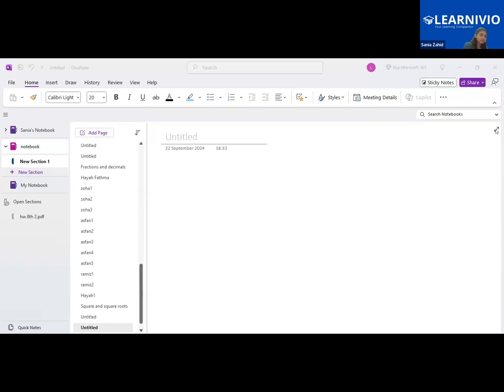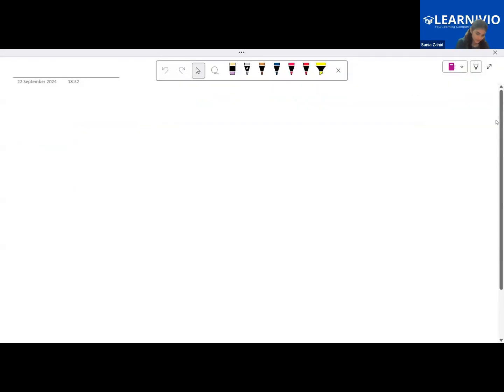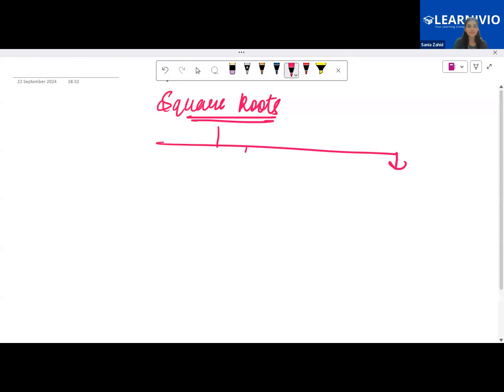So the first question, please note down. You have to find the square root, okay? Just tell me, what are the methods of finding the square root? Prime factorization and division method. And one more thing is there. Repeated subtraction. We studied three methods.